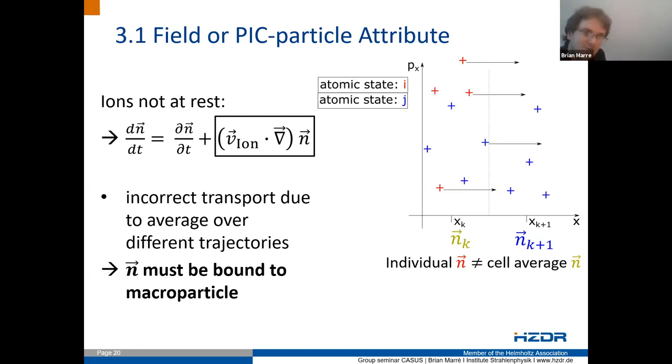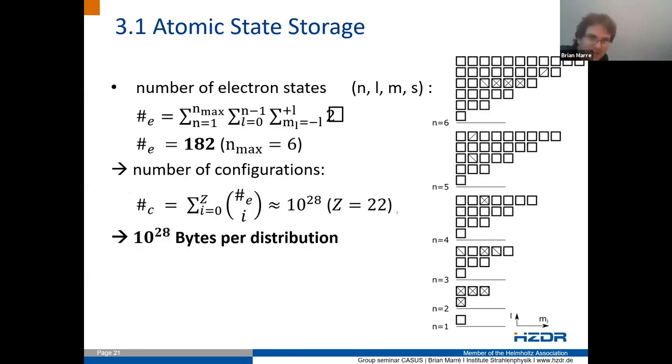What we actually must do is we must somehow bind this attribute to our actual macroparticle, which will produce quite a lot of problems for us, because there are really quite a lot of different atomic states. To get some sort of feeling, if we just want to calculate the number of electron states, which is simply the sum over how many different possible electron states there are up to a given maximum quantum number, in this case I chose 6 as some sort of mid value, you get about 182 different electron states, which is acceptable if you want to do a distribution about that.